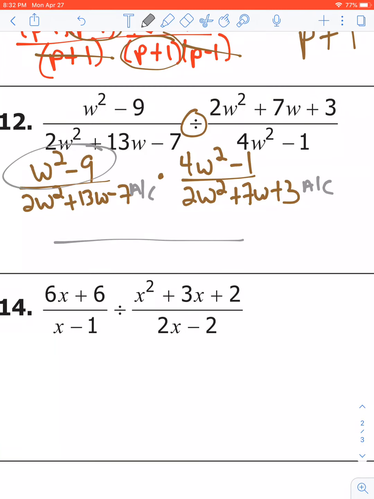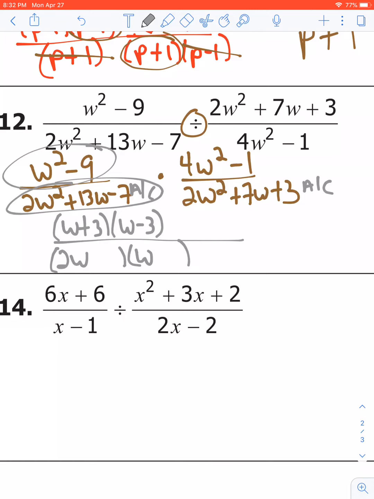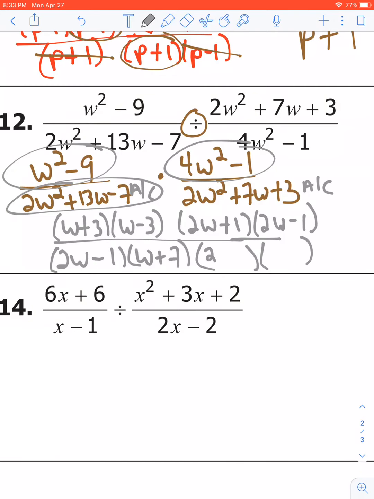W squared minus 9 factors into W plus 3, W minus 3. AC, the denominator of 2W squared plus 13W minus 7. And you are going to end up with 2W minus 1 times W plus 7. 4W squared minus 1 is a difference of 2 squares. And again, I'm going to let you AC the denominator, and you're going to get 2W plus 1 and W plus 3.